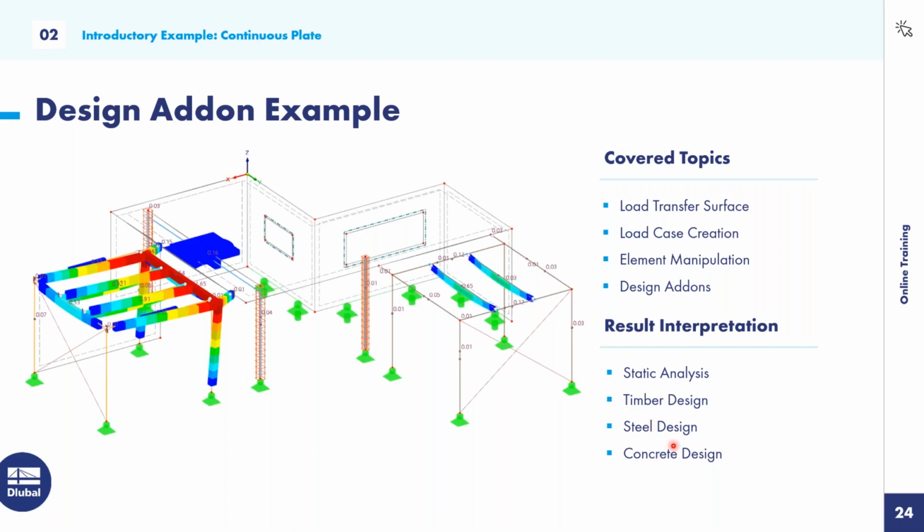We're going to keep it simple with these design add-ons. We're not going to get too in-depth. We're just going to be designing these three concrete columns here. And then we're going to design one or two of the timber joists here in this mini structure. And then we're going to design two of these girders for the steel. So that's going to be the plan for tomorrow.